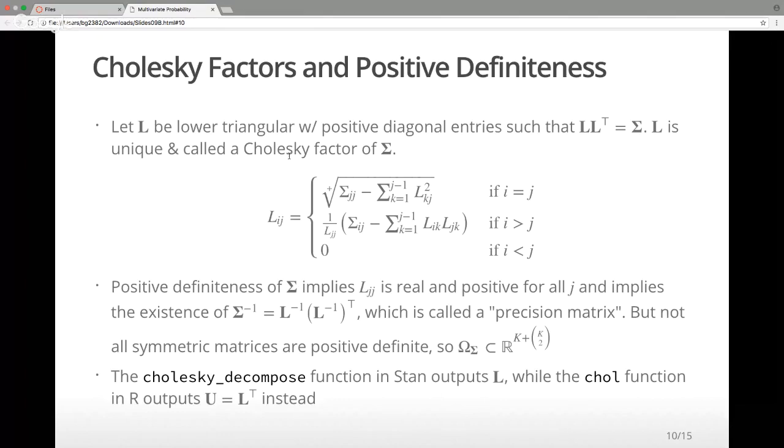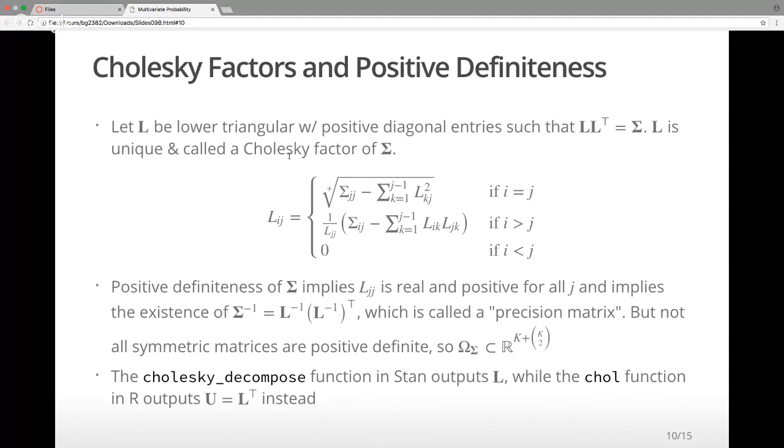You don't need to memorize this formula, but this formula is important. You can calculate the elements of L recursively from the elements of sigma. It's going to have 0 in its upper triangular elements.